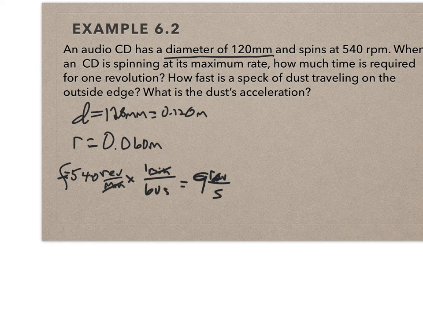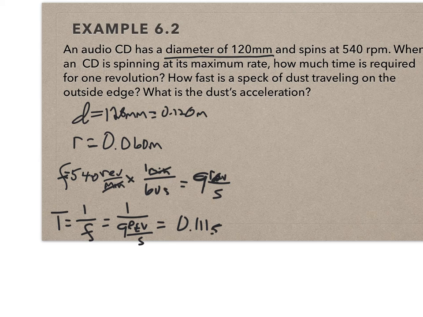So the question is, how much time is required for one revolution? So time per revolution. We have a special name for that. That's called period. So I need to know, what is the period? Well, what do I know about period? It's 1 over the frequency. And if I know the frequency is 9 revolutions per second, then I know the period is 1 divided by 9, which means it takes 0.111 seconds for it to do one cycle.